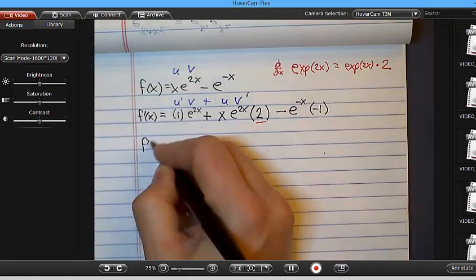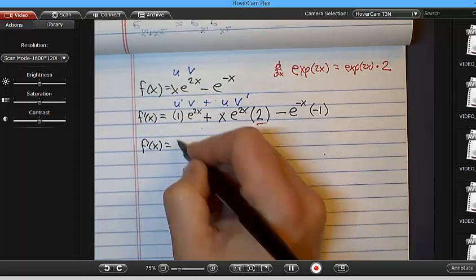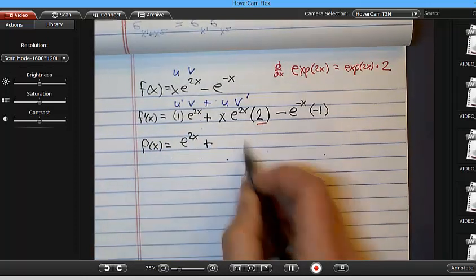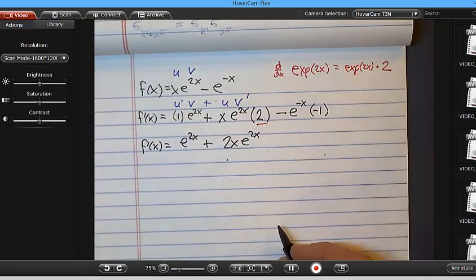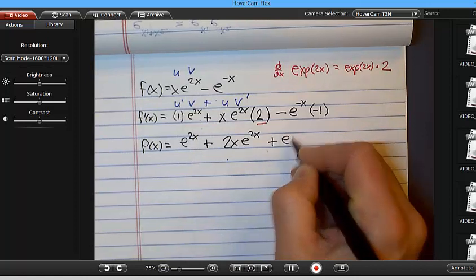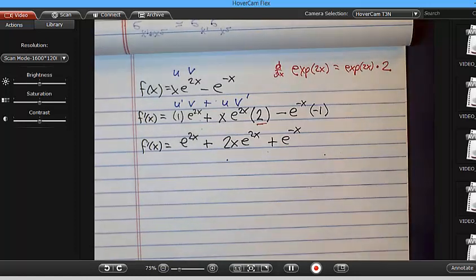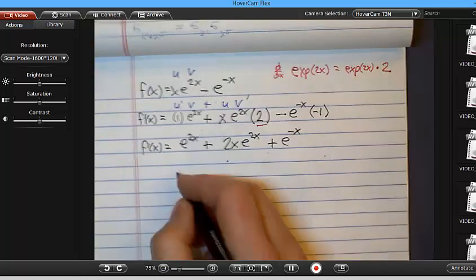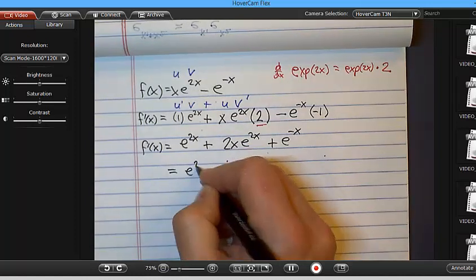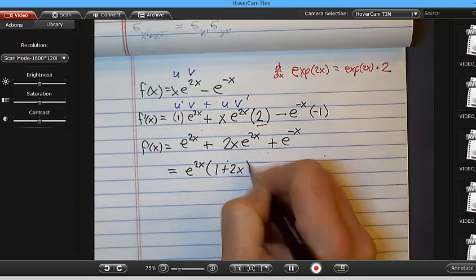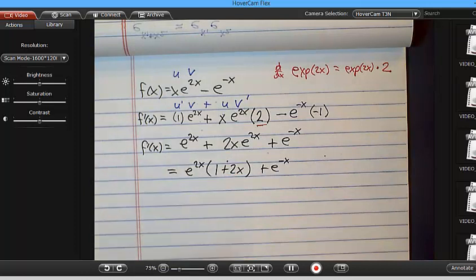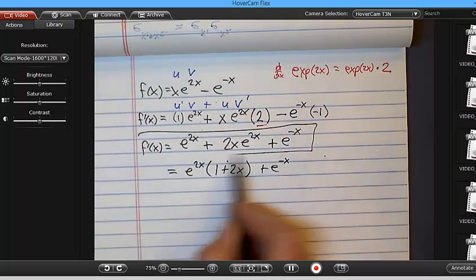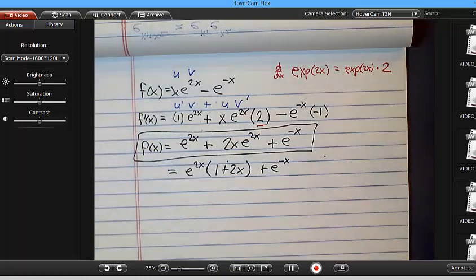Let me finish the problem by simplifying it. I get e to the 2x plus, here I would write 2x e to the 2x, and here, what would we write? Probably plus e to the negative x. Is that okay? And the back of the book might do this. Sometimes I've seen them factor out e to the 2x or something like that. But I kind of like this answer. Okay. All right, next example.